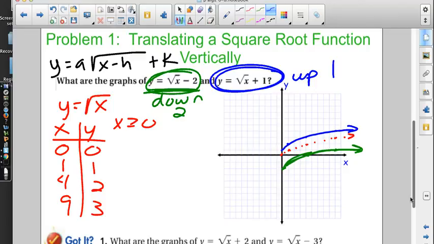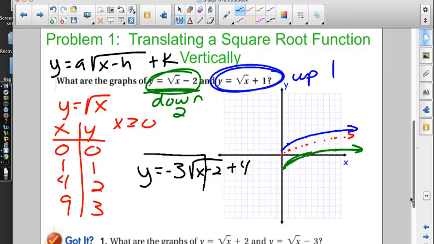Now, if in the future it's not just the square root of x, let's just say they give us something like this: y equals -3 square roots of x minus 2 plus 4. That's not how we start. There's a lot going on there. We take this in pieces. So what we do is we make a table of the square root of x, because that's what's responsible for the shape. Once we have that shape, the rest of this is counting.